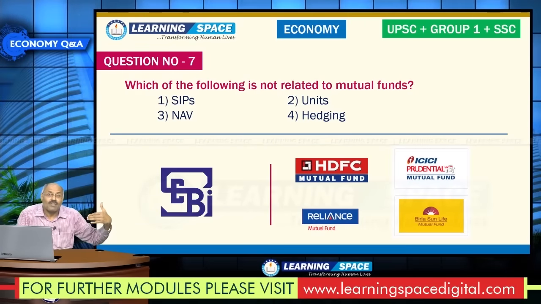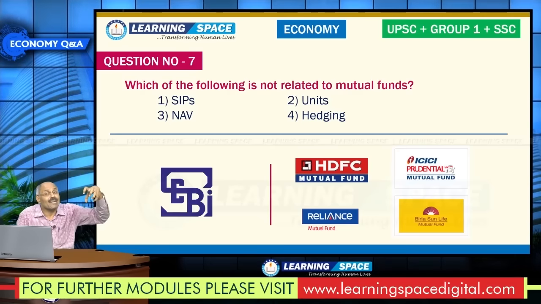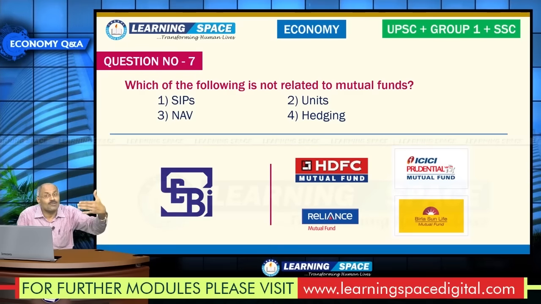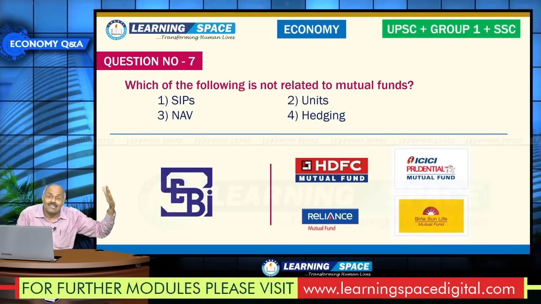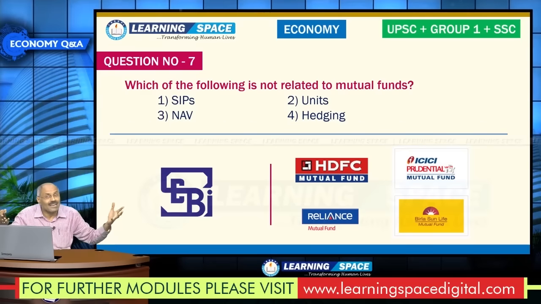That is, which of the following is not related to mutual funds? Mutual funds have specific nomenclature. One is SIPs. SIPs means at regular intervals, maybe monthly, you will subscribe to mutual funds. So, you will pay regularly 1,000, 2,000, 3,000, something like that. So, that is systematic investment plans. So, in mutual funds, you can invest regularly at a specified value of maybe 1,000, 2,000, 3,000, something like that.